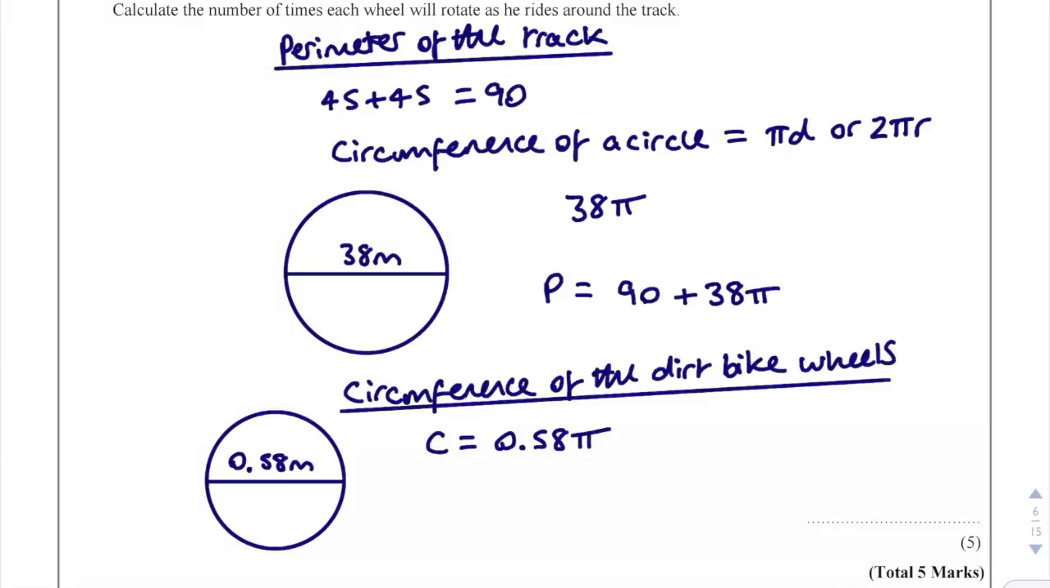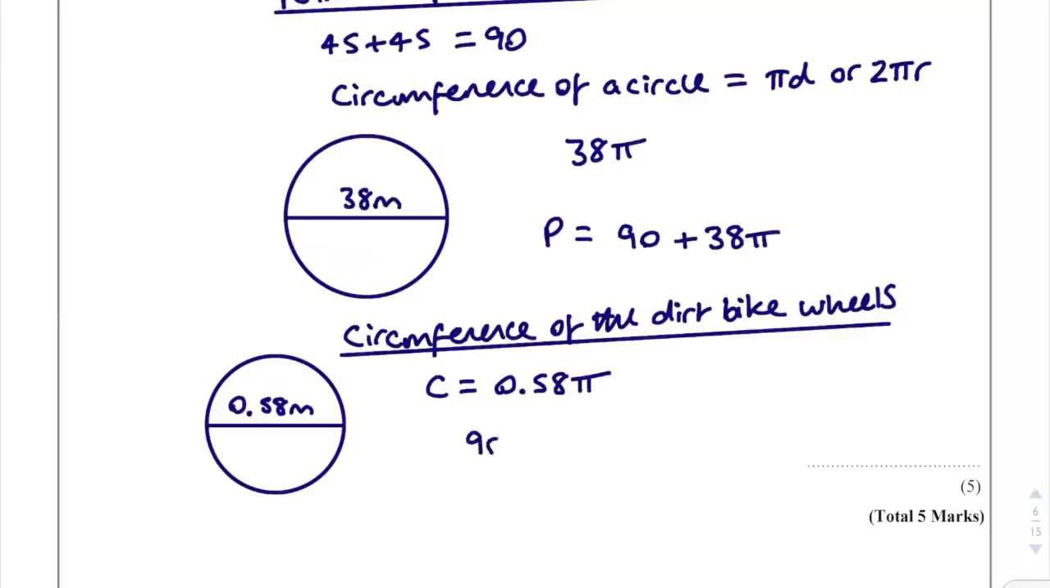So in order to work out the number of times each wheel will rotate as he rides around the track, we're going to have to take the total perimeter and divide it by the circumference of one of the dirt bike wheels. So that's going to be 90 plus 38 pi, all divided by 0.58 pi. You should get an answer of 114.91, that's to 2 decimal places.